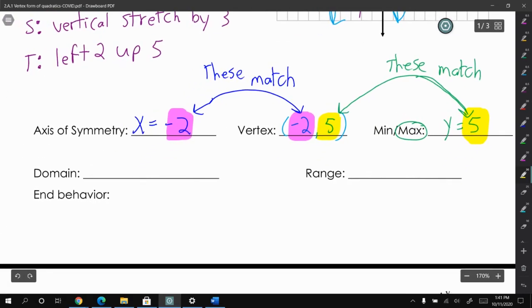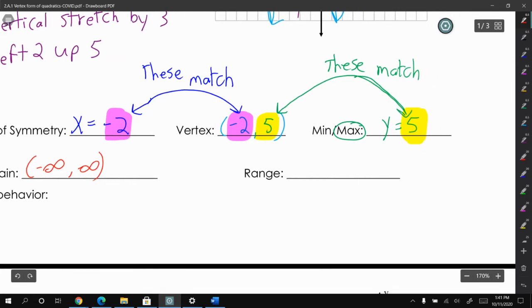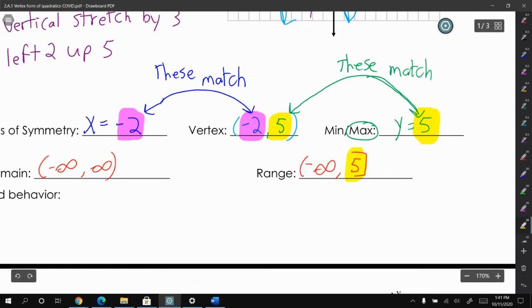Domain, just like with absolute value, the domain of quadratics is -infinity, infinity. Very easy. The range. Since this parabola is open downwards, the smallest y value is -infinity, and the y values go all the way up to 5, which again matches with our vertex. So there's a lot of things that are interconnected with each other in these types of problems.